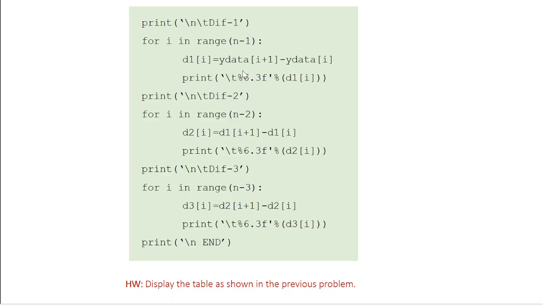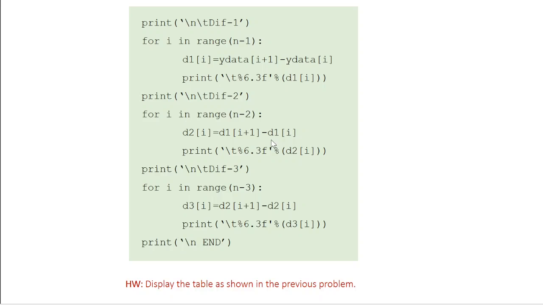Next is the second difference column. You call it as diff2. So print \n \t diff2. So the previous column had n minus 1 terms. This is going to have n minus 2 terms, right? One element less. So for i in range n minus 2, and you know how to calculate the second difference term. This is simply the difference between two successive first difference terms. So d2[i] equal to d1[i plus 1] minus d1[i]. Then you print the d2[i] terms.